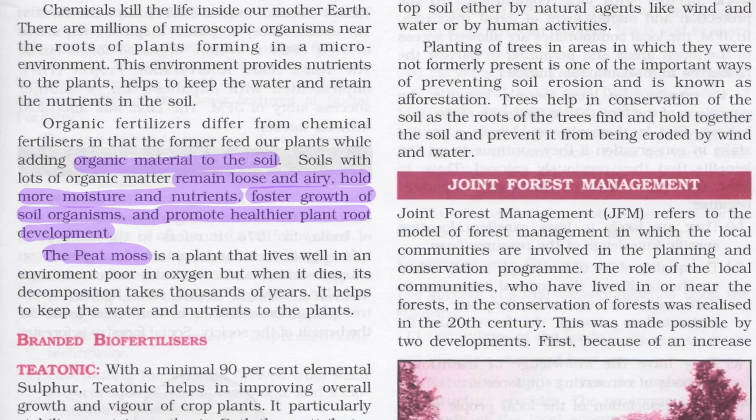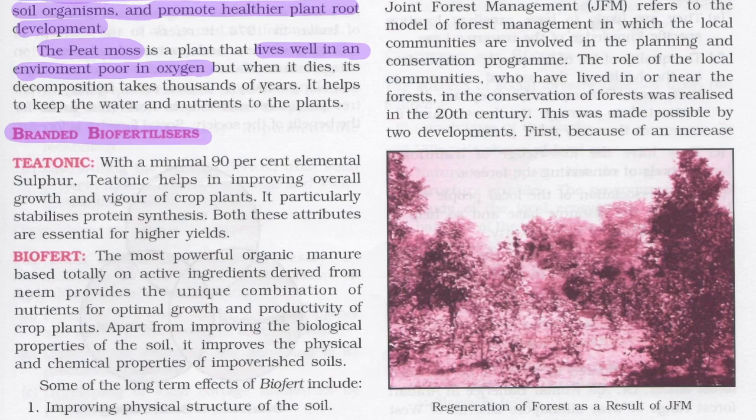Peat moss is a plant that lives well in an environment which is poor in oxygen, but when it dies, it takes thousands of years to decompose. It helps to keep water and nutrients available to the plants. Branded biofertilizers. Tetonic. With a minimum of 90% elemental sulfur, Tetonic helps in improving overall growth and vigor of the crop plants. It stabilizes protein synthesis. Both these attributes are essential for higher yields.